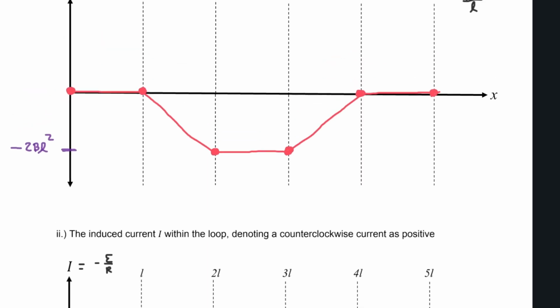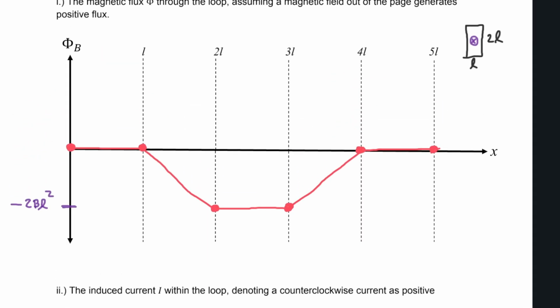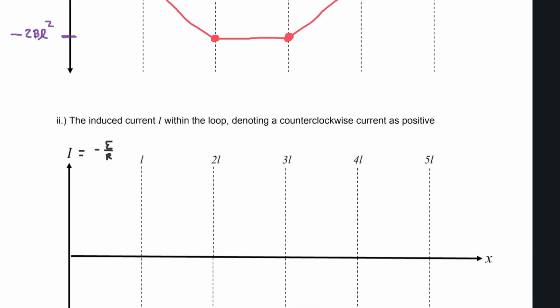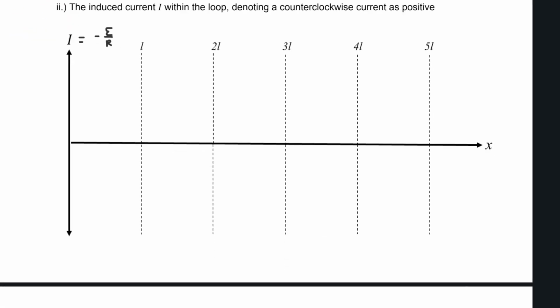So first of all, notice that there's only induced current in these two small regions, 1 to 2L and 3 to 4L. So everywhere else it's zero, because you're not changing the flux before you enter the field. You're not changing the flux when you're fully in the field, and you're not changing the flux when you're fully out of the field. Then we got to figure out what's going on for the other two.